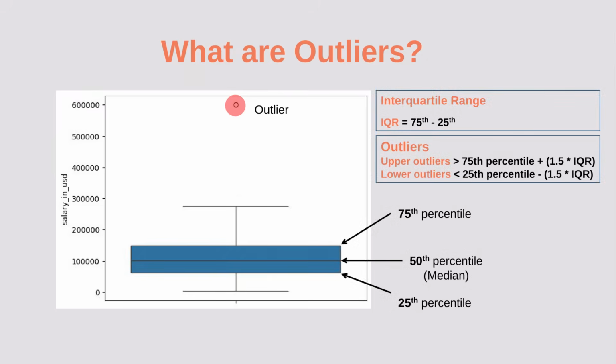We can define outliers mathematically. First, we need to understand the interquartile range or IQR. This is simply the difference between the 75th percentile and the 25th percentile. Once we have the IQR, we can identify these outliers. An upper outlier is any value greater than the 75th percentile plus 1.5 times the IQR. A lower outlier is a value that is less than the 25th percentile minus 1.5 times the IQR.